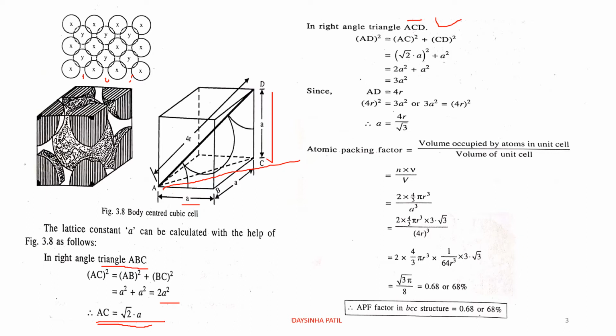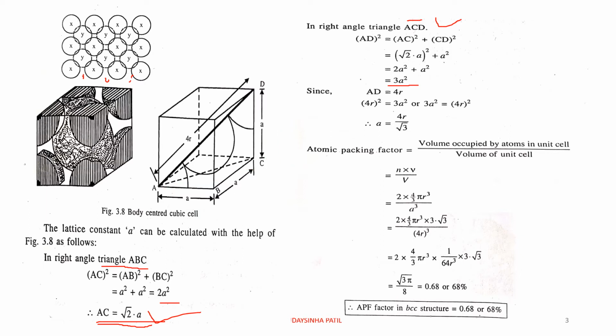Therefore, AD squared is equal to AC squared plus CD squared. We know that AC is root 2 times a, so AC squared is 2a squared, and CD is equal to a, so CD squared is a squared. Therefore, it becomes 2a squared plus a squared, which is equal to 3a squared.